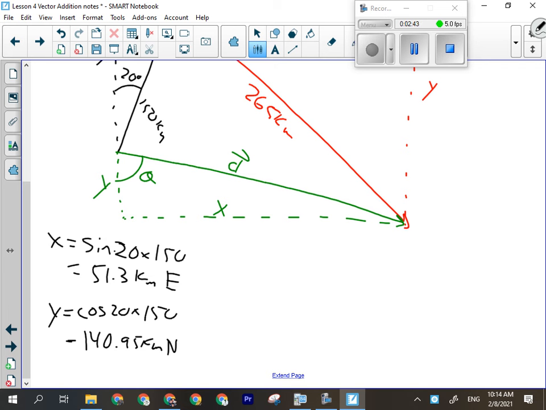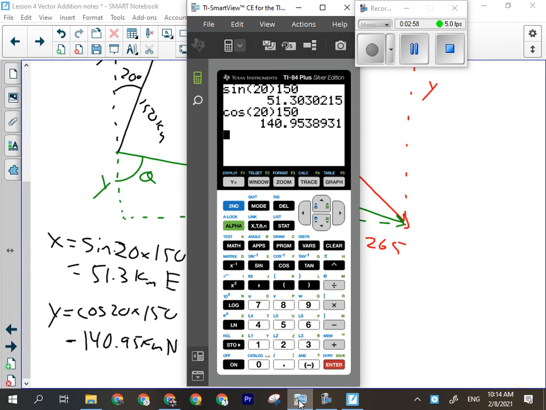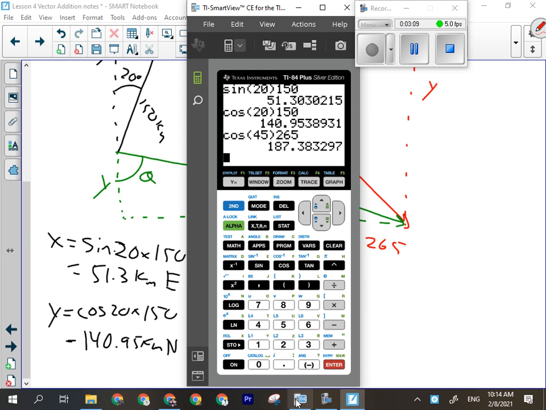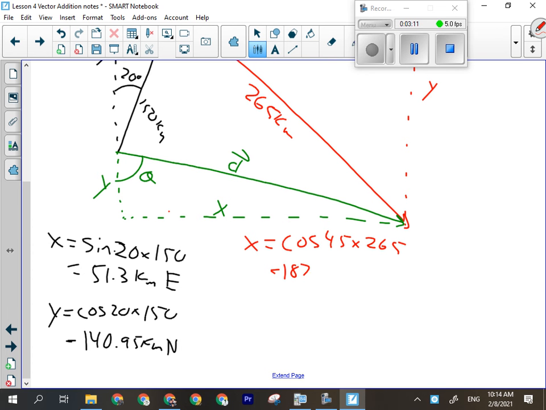Okay, and then we've got to do the same thing for the red triangle over here. But luckily it's going to save us a bit of time because it's a 45-degree angle and the two sides are equal. So x is the adjacent side, cos of 45 times 265. So 187.38, and y is the same thing, right? 187.38 kilometers. That one's east, and y is 187.38 kilometers south.